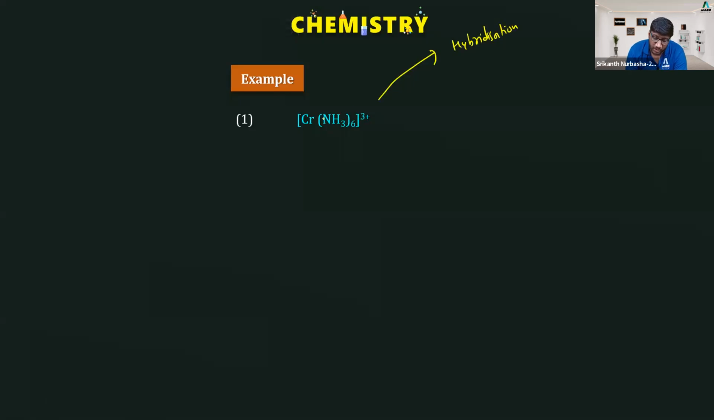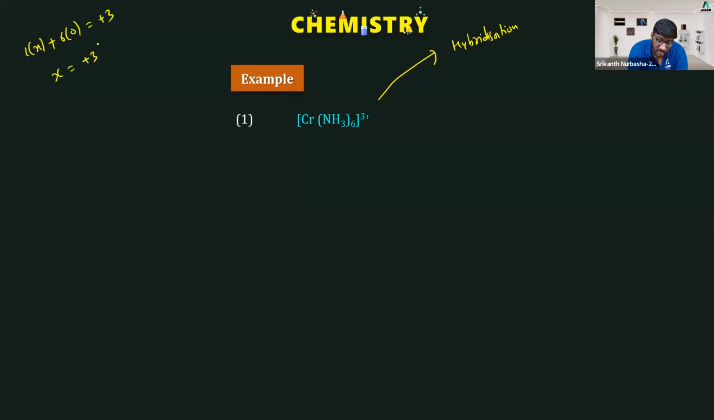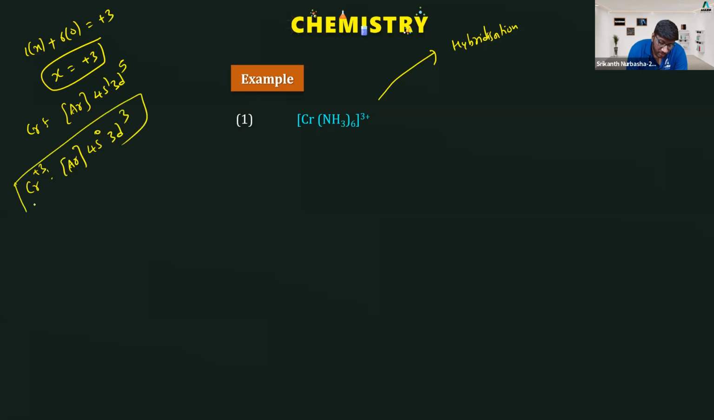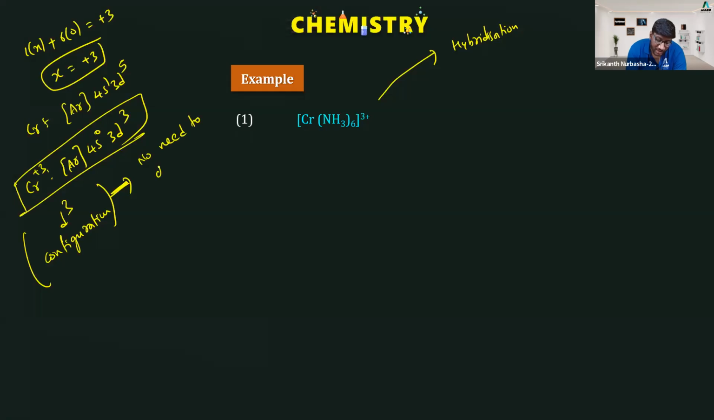First write down the electronic configuration of chromium. In this particular complex, chromium is in which oxidation state? One chromium is there: 1 into x, plus 6 ammonia, 6 into 0, should be equal to +3. So chromium should be in the +3 state. Electronic configuration of chromium is argon 4s1 3d5. Chromium in the +3 state is argon 4s0 3d3, so chromium +3 has a d3 configuration. Do we need to look at the ligand? No need to check the ligand.